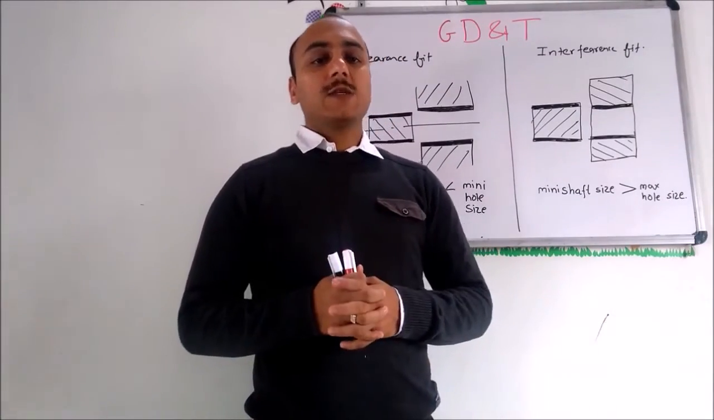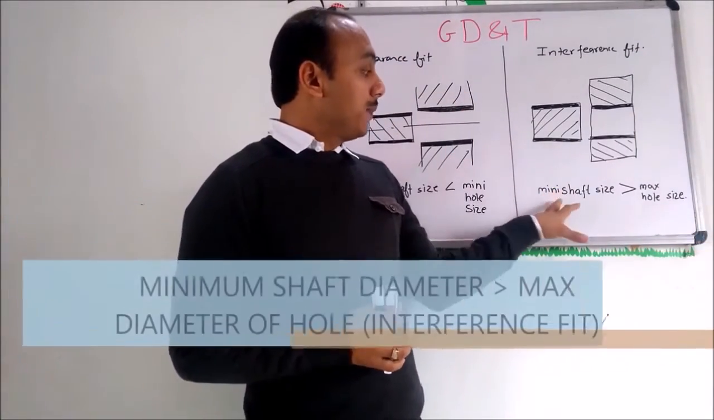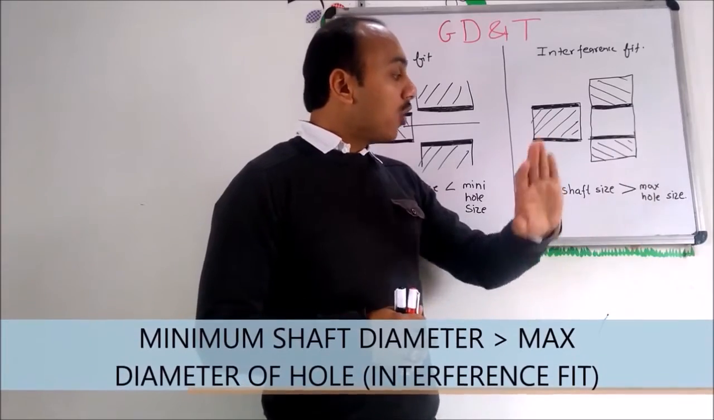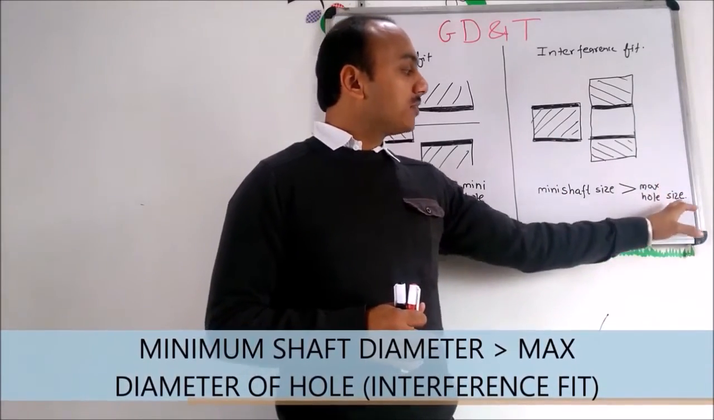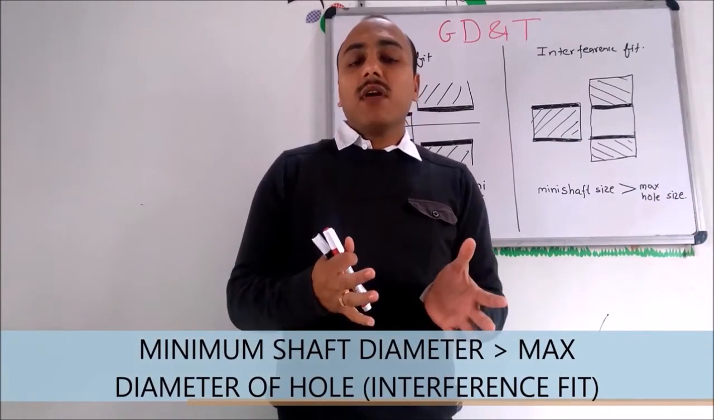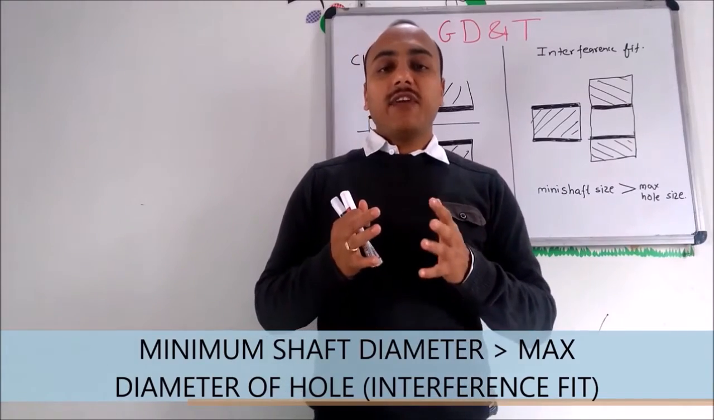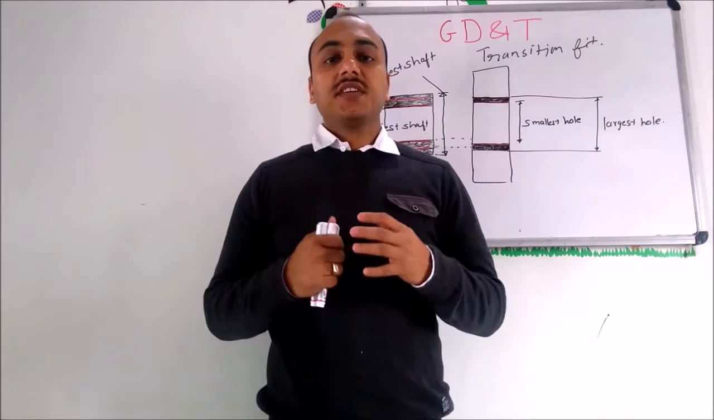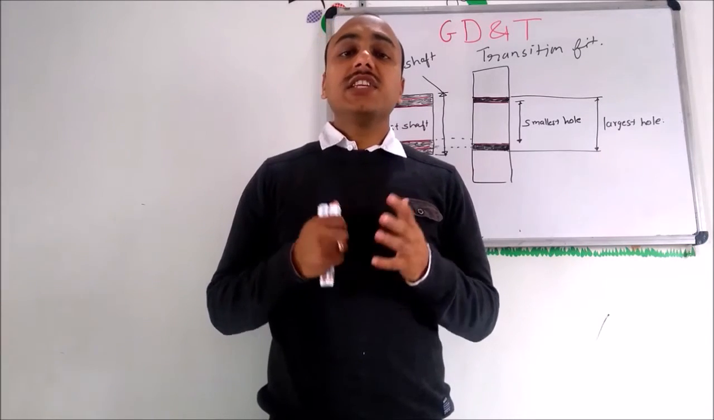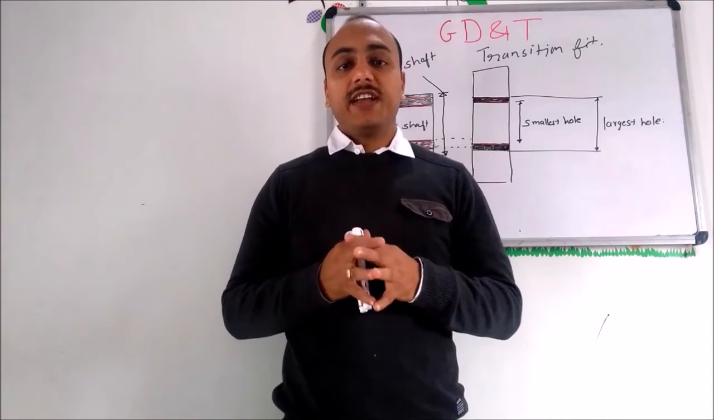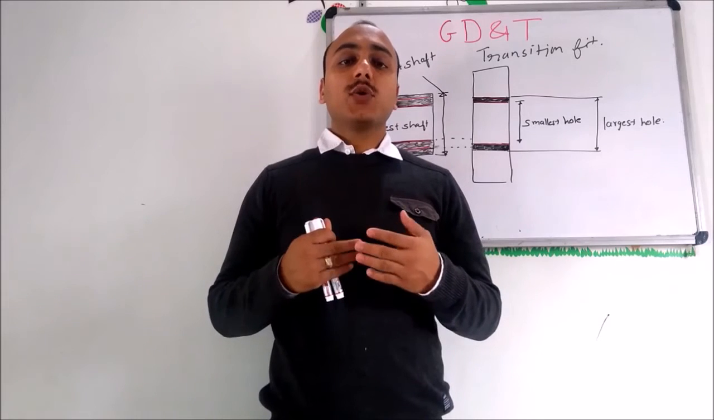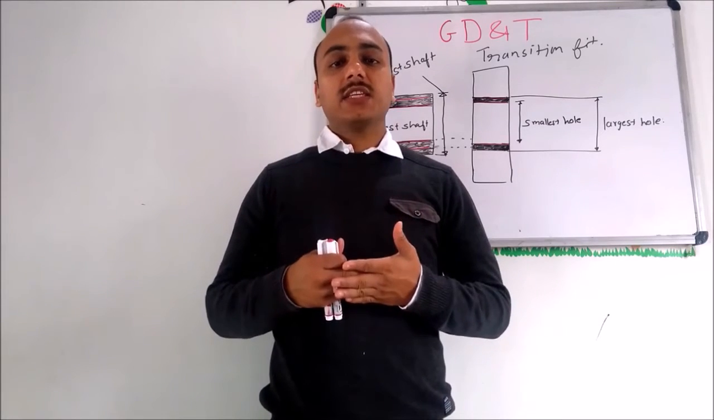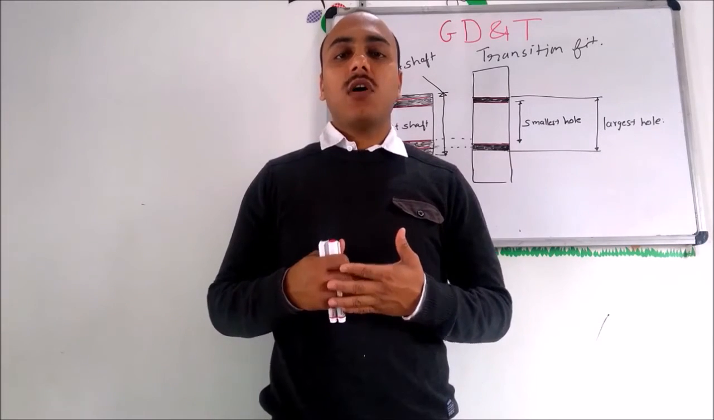For interference fit, minimum shaft size should always be greater than maximum size of hole. Then we are going to get interference fit. Let's discuss transition fit. Transition fit is a kind of fit in which we are going to get sliding fit, interference fit and clearance fit all.